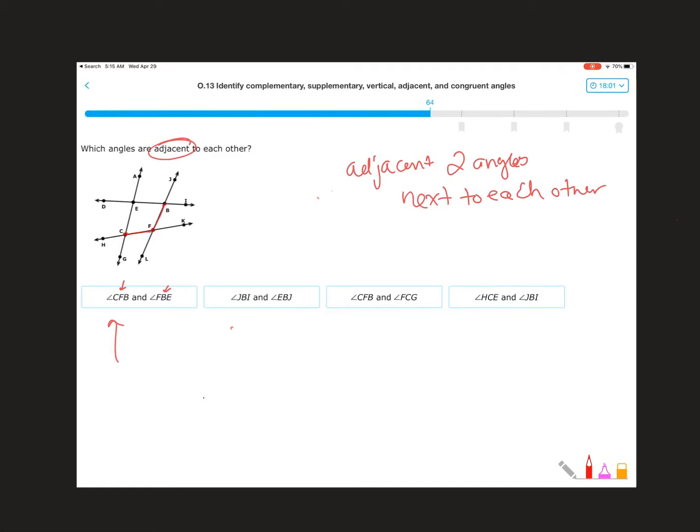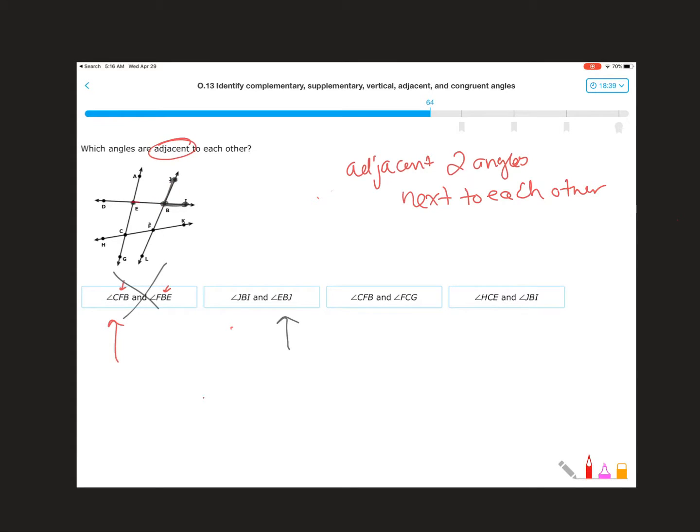So you see that angle right there? And then let's go do the other one. I hope I use a different color. Yes. FBE, FBE. Those are not next to each other, right? The angles are not next to each other. All right. I hope I delete this. There we go. JBI. So JBI. Angle EBJ. Boom, look at that.